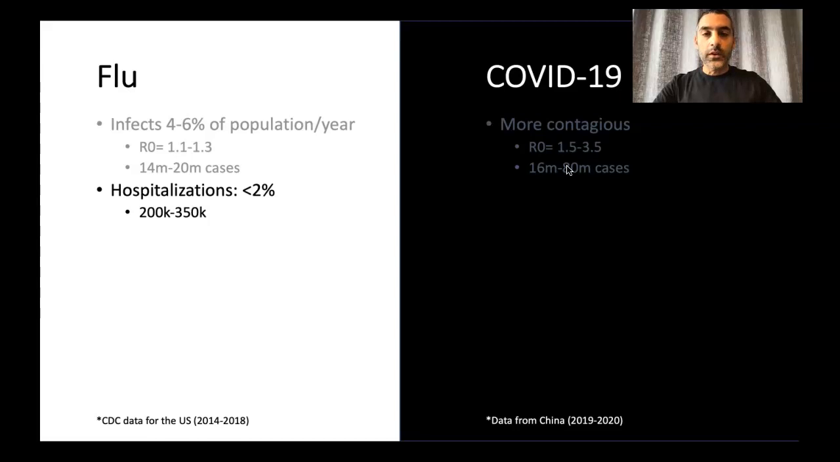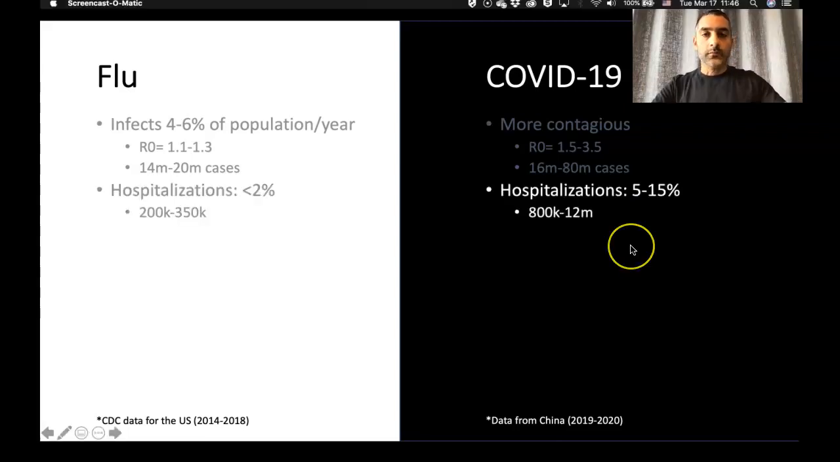The seasonal flu results in less than 2% of patients who have the flu being hospitalized. Now let's compare that to hospitalizations from COVID-19, which are in the range of 5 to 15% from the data that we have, which would result in approximately 800,000 to 12 million hospitalizations over the course of the outbreak. Again, a very wide range, but it really depends on a number of factors, which we will see in one moment.